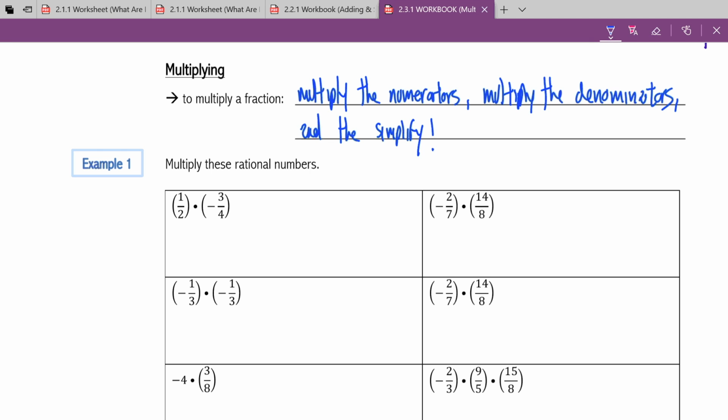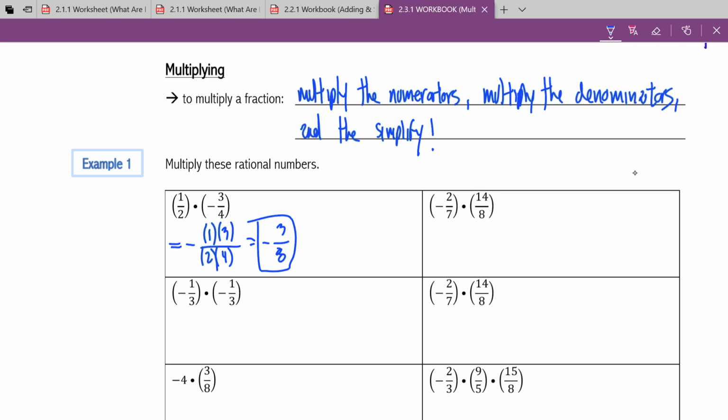So it's as simple as dealing with the positives and negatives first. We have a positive number times a negative number, so we know that the answer will be negative. And we have 1 times 3 on the top, 2 times 4 on the bottom. And when you simplify that out, you're going to get negative 3 over 8. That cannot be simplified any further, and so we are done.